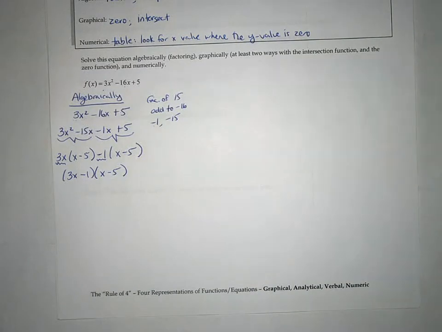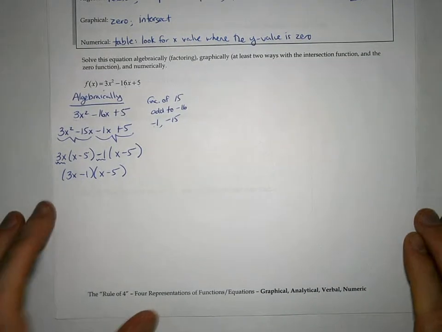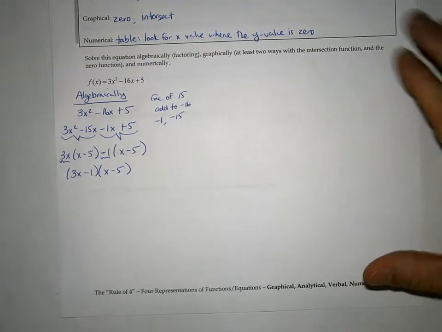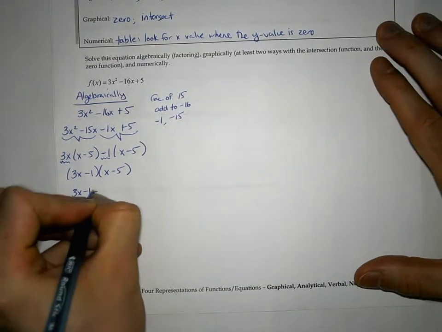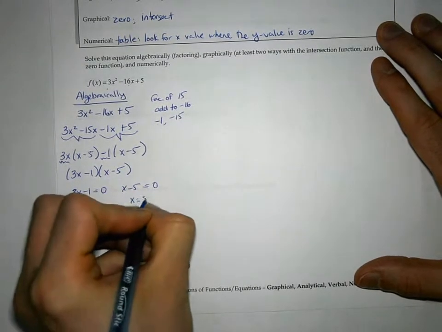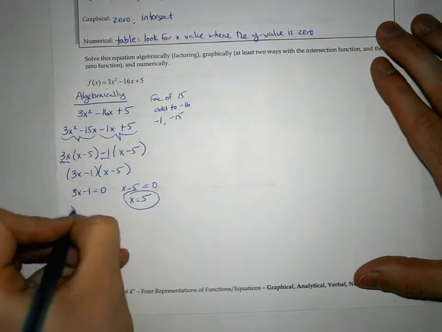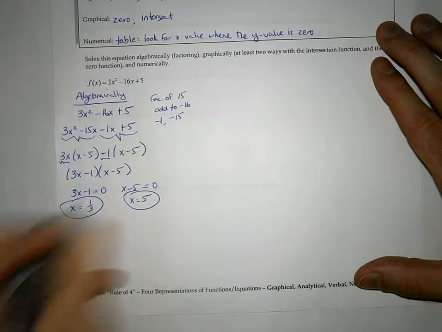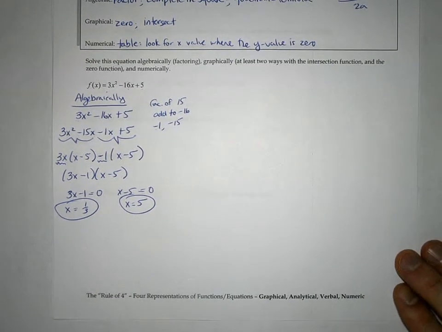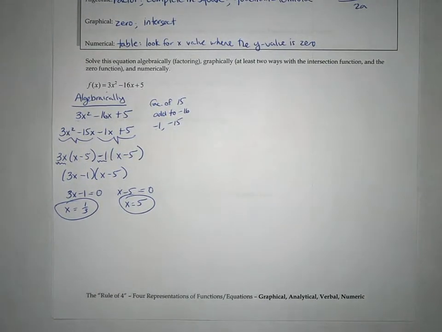Now, since my goal here is to find an x-intercept, that's the same thing as finding a 0 or finding a solution, I would set each factor equal to 0 and solve. So here, x equals 5 and x equals 1/3. That's one way you can solve algebraically using factoring. You could have used quadratic formula or completing the square and gotten the exact same result.